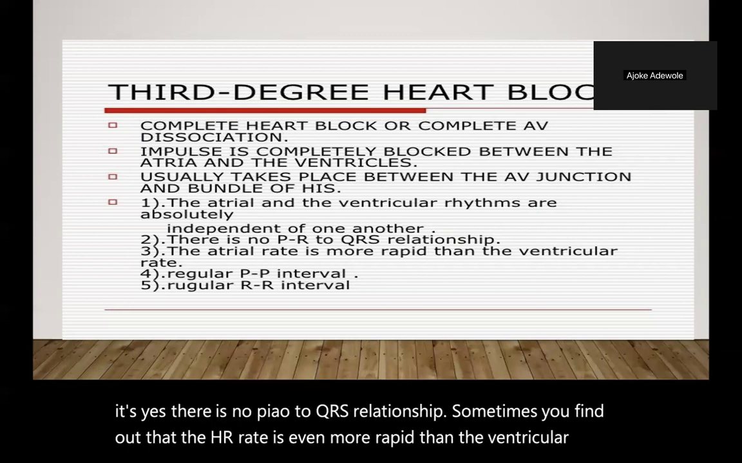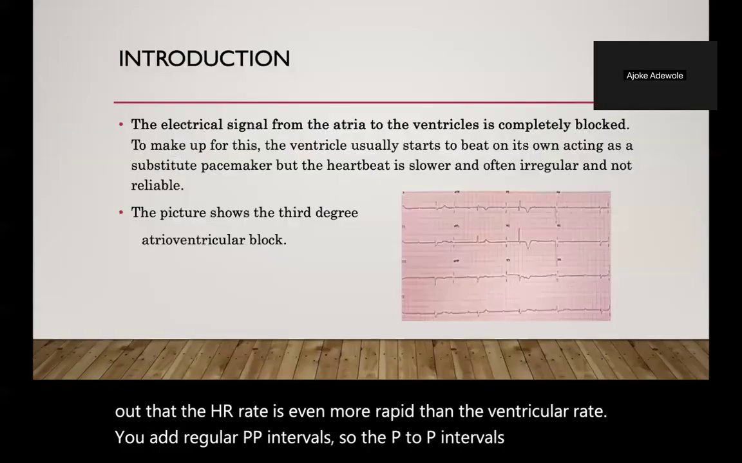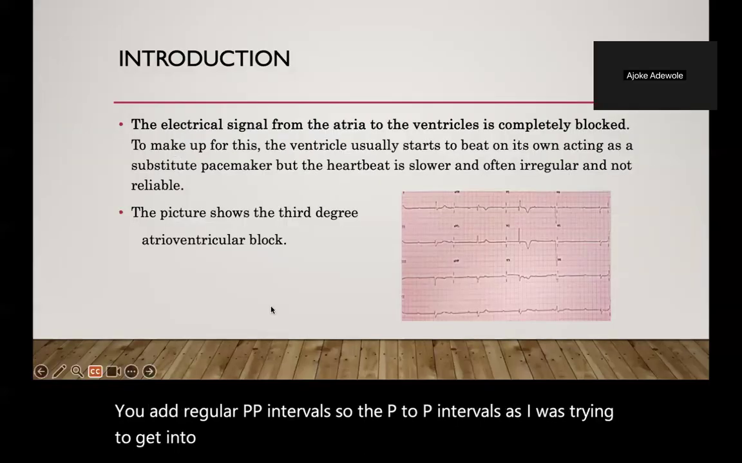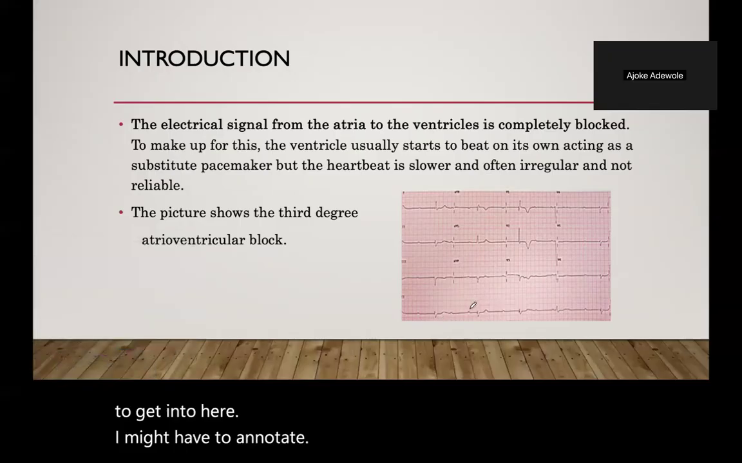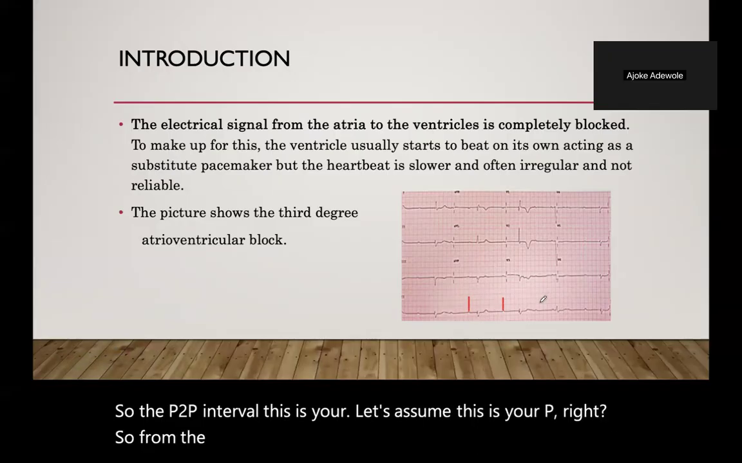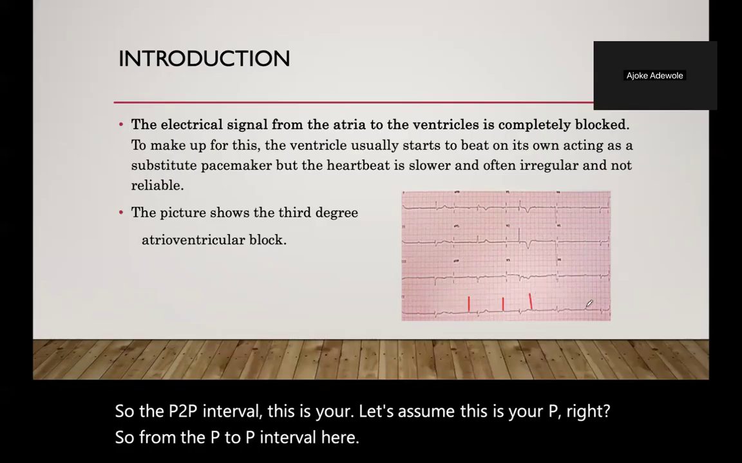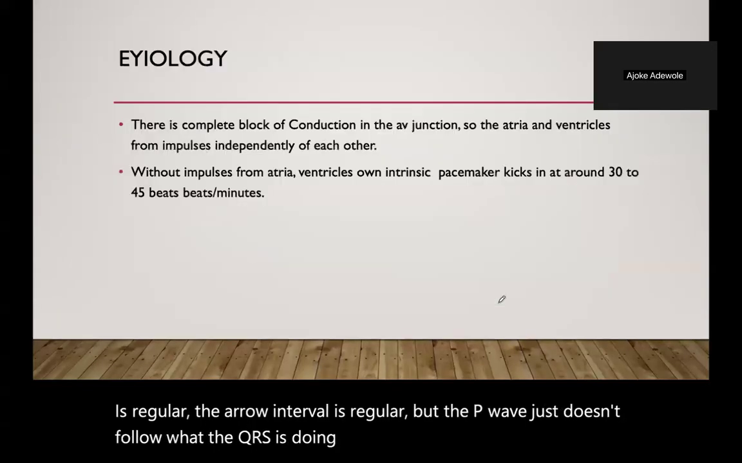You have regular PP intervals. So the P to P intervals, as I was trying to get into here, I might have to annotate. Let's assume this is your P, right? So the P to P interval here is regular. The RR interval is regular, but the P wave just doesn't follow what the QRS is doing. And that's what we're trying to explain here.